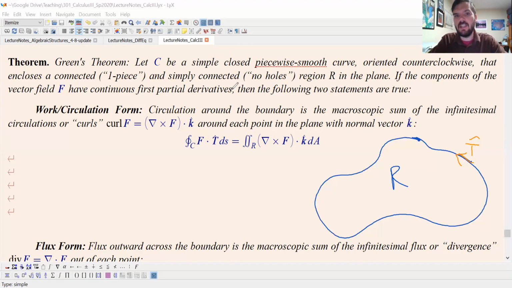If the components of the vector field have continuous first partial derivatives, then the following two statements are true. First statement, if we measure the circulation or the work done all the way around the boundary, this circulation is the macroscopic sum of the infinitesimal circulations called curls.